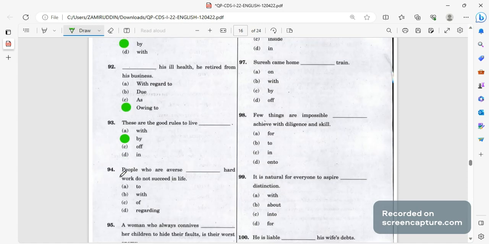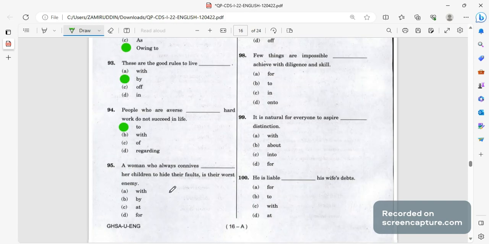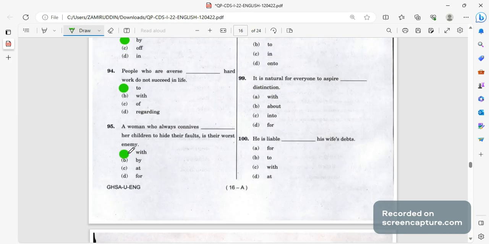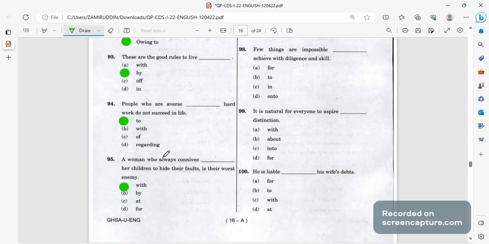People who are averse to, जिसे अच्छा नहीं लगता, averse मतलब dislike. The people who dislike hard work, averse to hard work, do not succeed in life. A woman who always connives with her children to hide their faults, जो हमेशा बच्चों से बोलती है कि तुम अपनी मिस्टेक्स छुपाओ, is their worst enemy. वो बच्चों की सबसे बड़ी enemy होती है. The right answer: a woman who always connives with her children to hide their faults is their worst enemy.